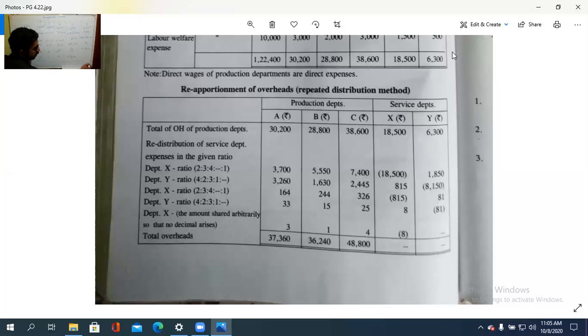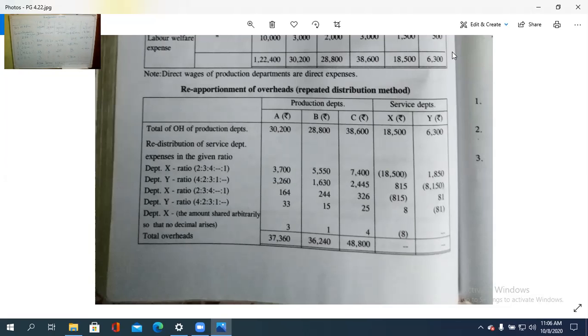So nothing is here and also here nothing. Here also 8,150 and minus 8,150 is there, 81 and 81. So there is nothing. Zero will be there in the service department, till then we are reapportioning to the production department. Then take the total of A, B, and C production departments. That is 37,360 for the first case, then 36,240 for the second case, and 48,800 for the third case. So this is the reapportionment of overheads.